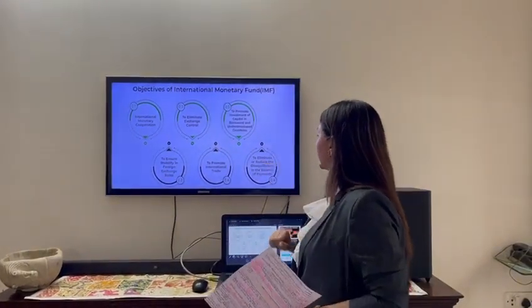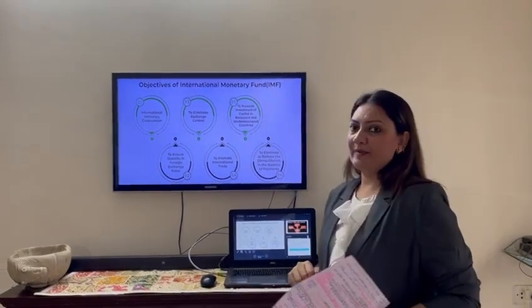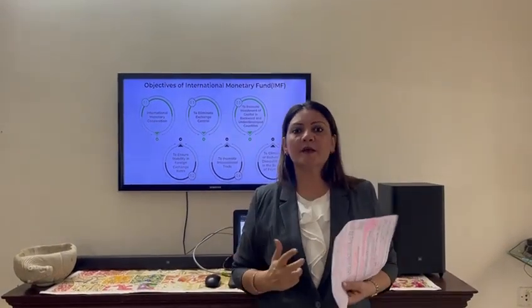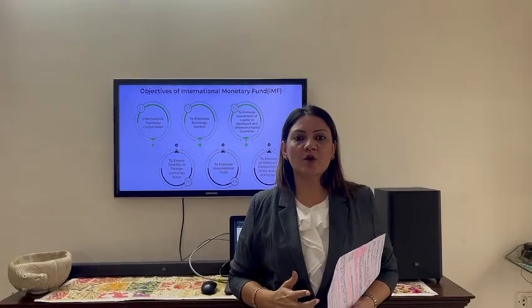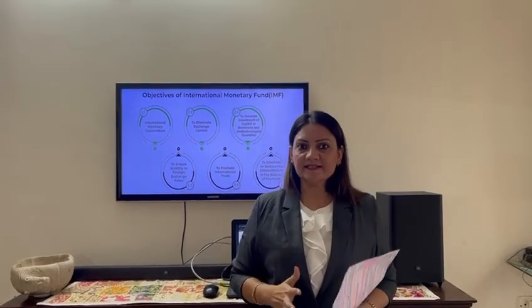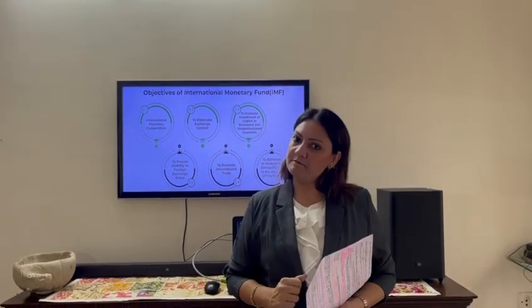To eliminate or reduce disequilibrium in the balance of payment, when so many things are going well, the currency values have dropped, ultimately the trade starts balancing and there is balance of payment.